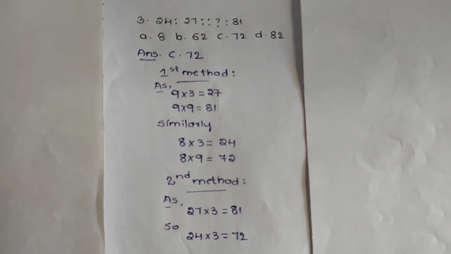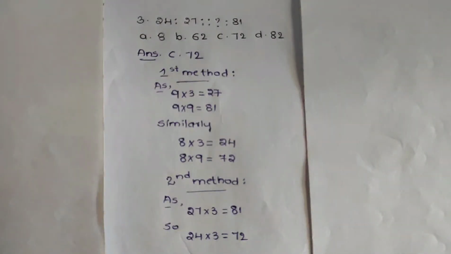So here what we are going to do is understand the relation between the second number and the fourth number. If you carefully observe the question, 24 is to 27, similarly question mark is to 81. When 27 is multiplied by 3, we get 81, right? Similarly, if we multiply 24 by 3, we get 72. So the number that should come in the question mark place is nothing but 72.